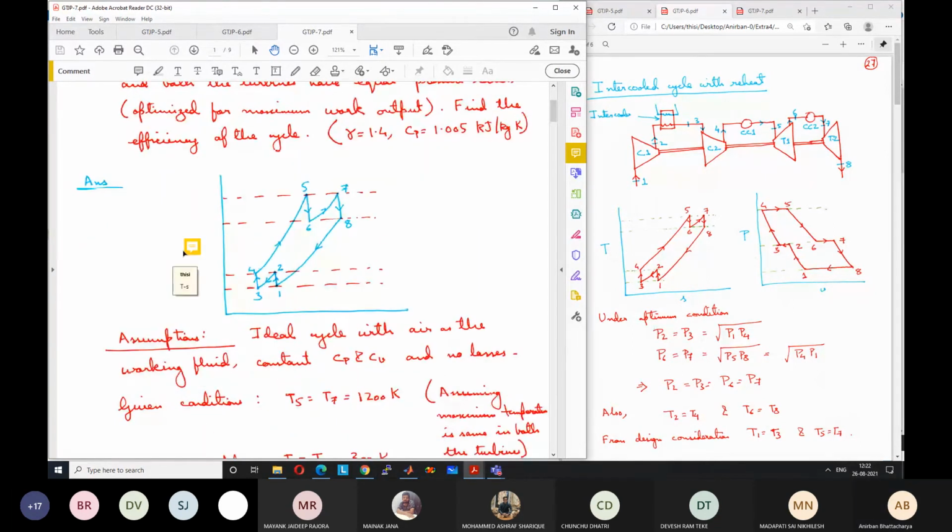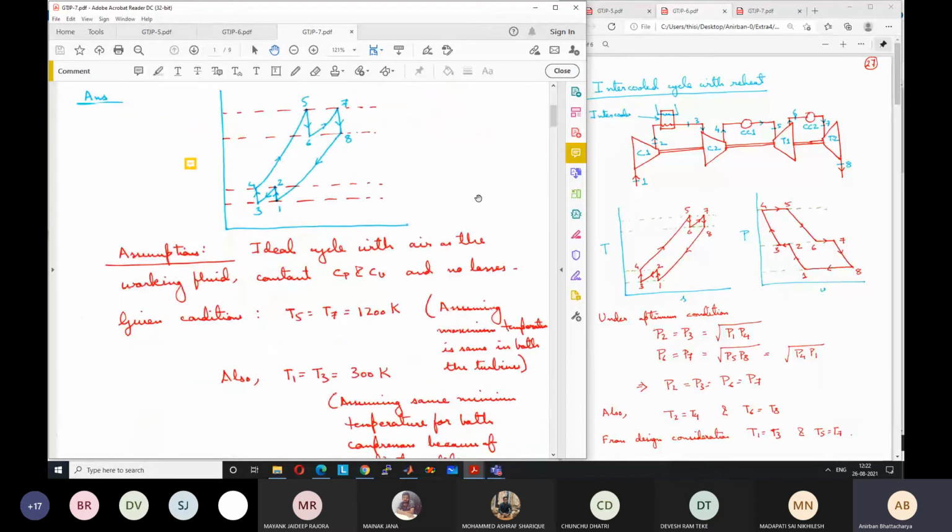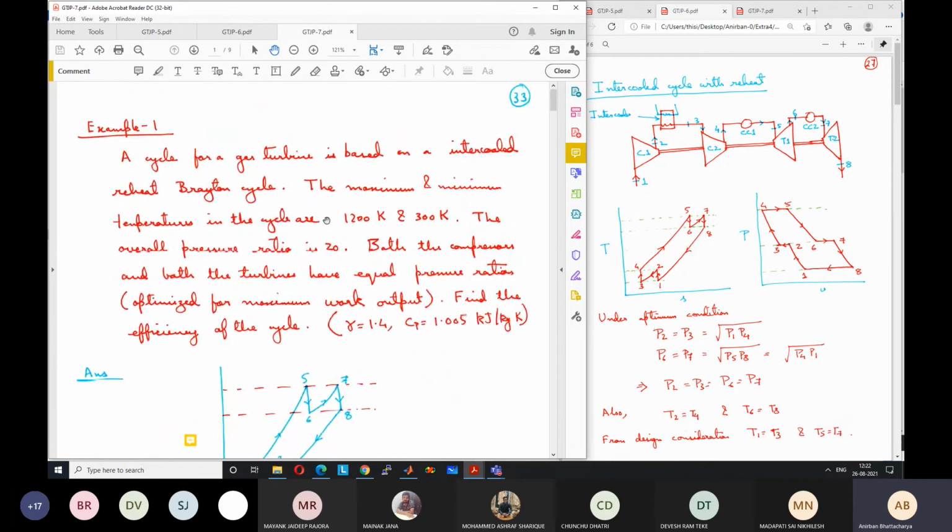So this is a TS diagram. I have forgotten to write T and S here. Obviously, it's a TS diagram. So for solving this problem, remember that this type of problem solving is actually very easy.